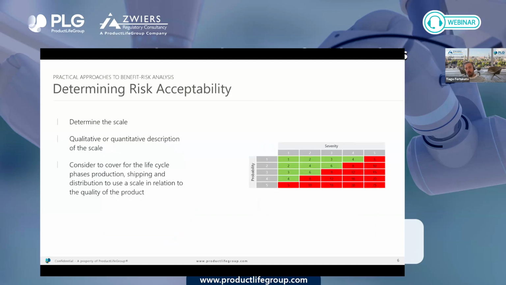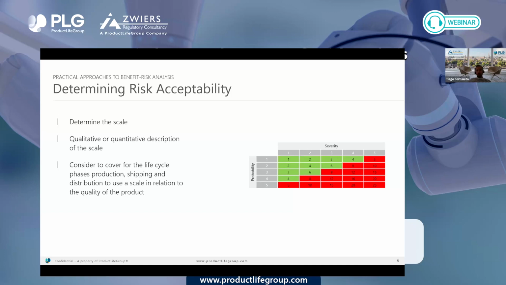So one of the first steps when you create a risk management plan is to determine the risk acceptability. What's risk acceptability? It's basically whether we consider a specific risk to be tolerable based on predefined criteria. This acceptability is usually described using color-coded matrices as you see on the screen. So you have green for the acceptable region and red for the unacceptable one.